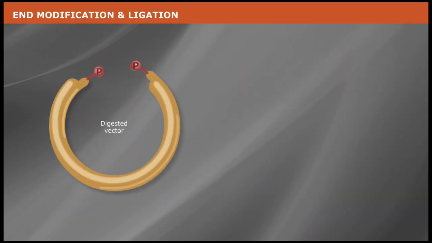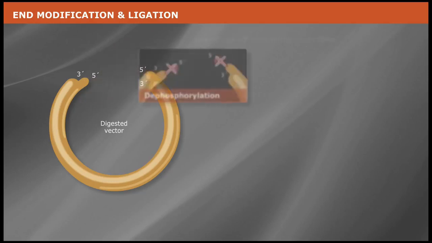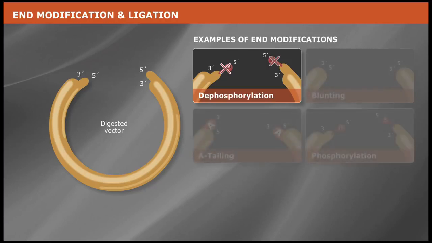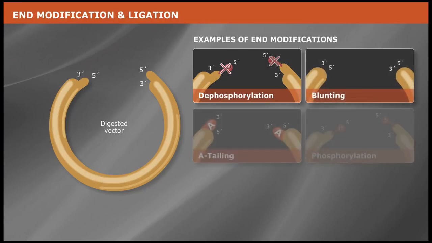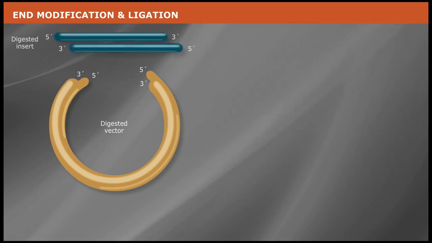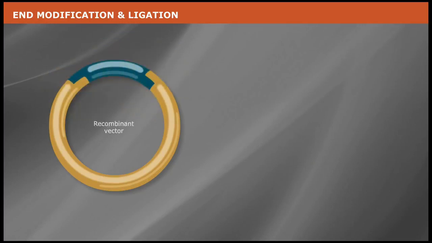To avoid the possibility of vector self-ligation in the ligation step, it is common practice to dephosphorylate the vector to remove the 5' phosphate group that the DNA ligase needs for phosphodiester bond formation. Depending on how you generate your vector and insert, other end treatments may be required. These include blunting, A-tailing, and phosphorylation. Select a ligase to covalently join the vector and insert.